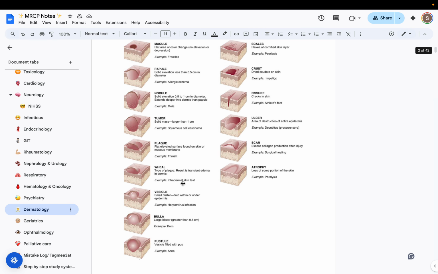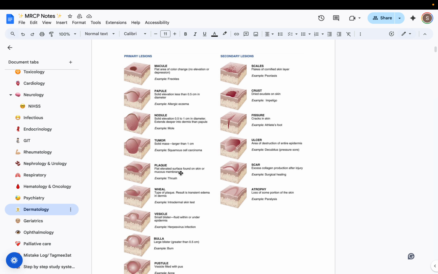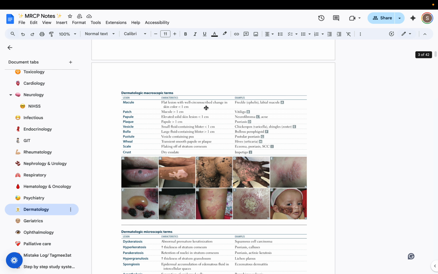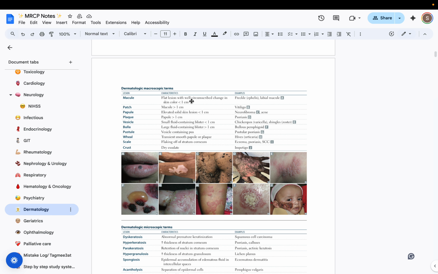Okay, now these are just the names of the lesions. So a macule is a flat lesion. A patch is a flat lesion that's more than 1 centimeter. A papule is elevated. A plaque is a papule that's more than 1 centimeter. A vesicle is fluid filled. A bulla is a vesicle that's more than 1 centimeter.